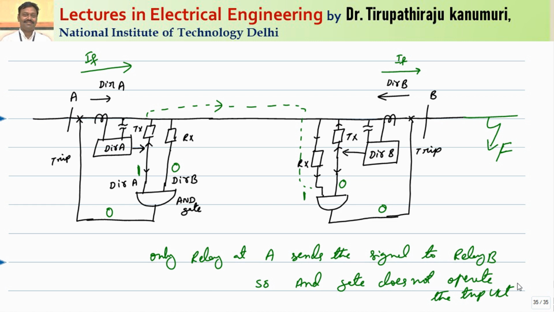Generally this carrier aided protection is not used independently. Generally carrier aided protection is used for helping your distance relays to take prompt action whenever the fault comes. Those things we are going to discuss in the next class. I hope the basics of the coupling and the basic working principle of this carrier current protection is clear to you.